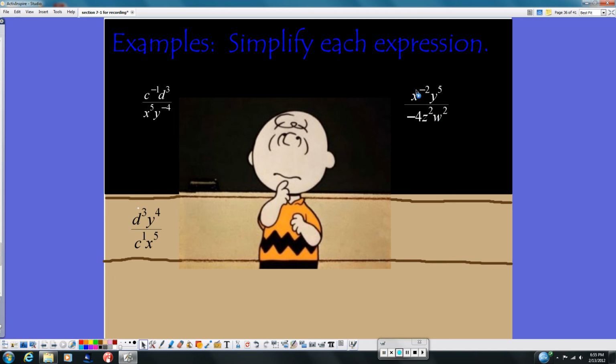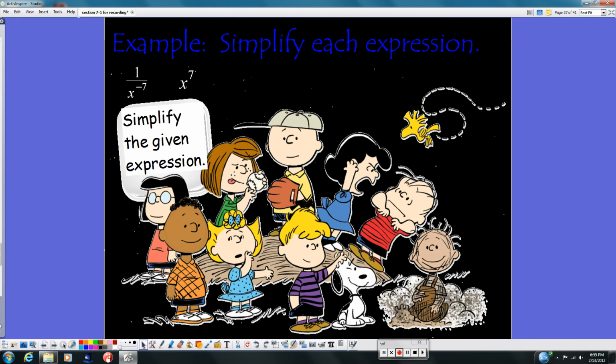Let's take a look at this one. Here, the x has a negative exponent. It moves to the bottom, and that's it. Everything else stays where it was. So, if we have 1 over x to the negative 7, that just comes to the top and becomes x to the 7th.